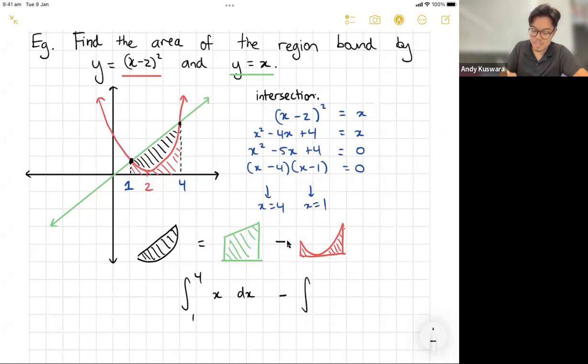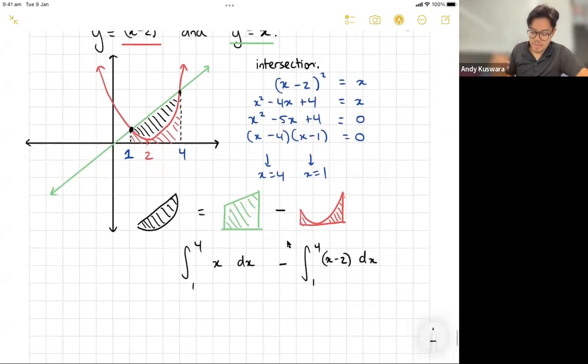Now what I'm going to do is take away the area that's beneath that red parabola. All right, so I'm taking away what's underneath. Again, I'm integrating between 1 and 4 because those are my bounds. And this time I'm going to integrate the parabola. Okay, now that's what we get here.